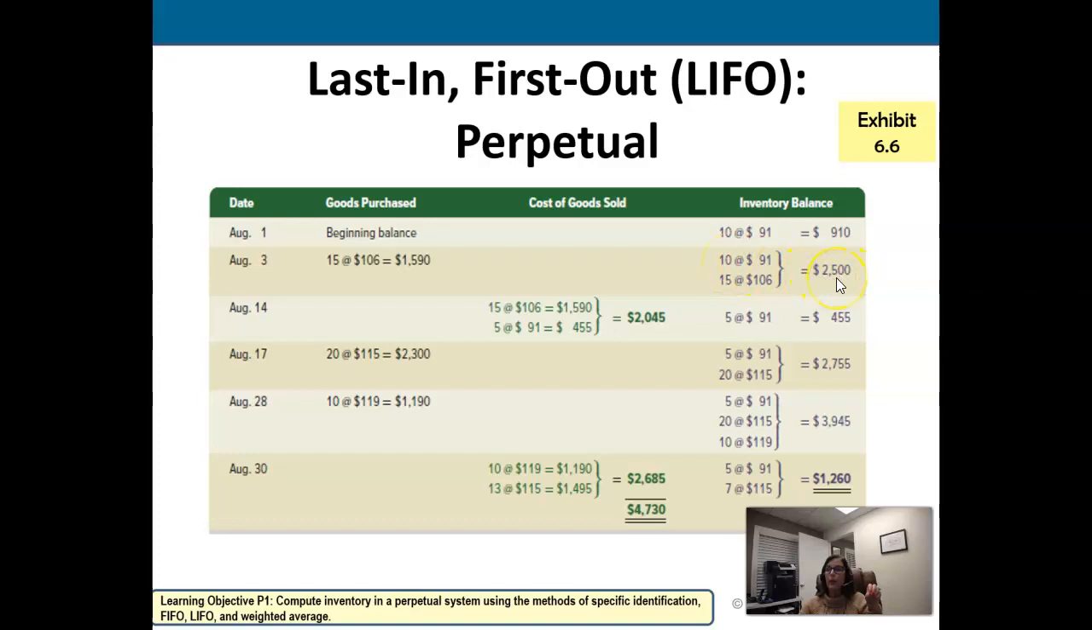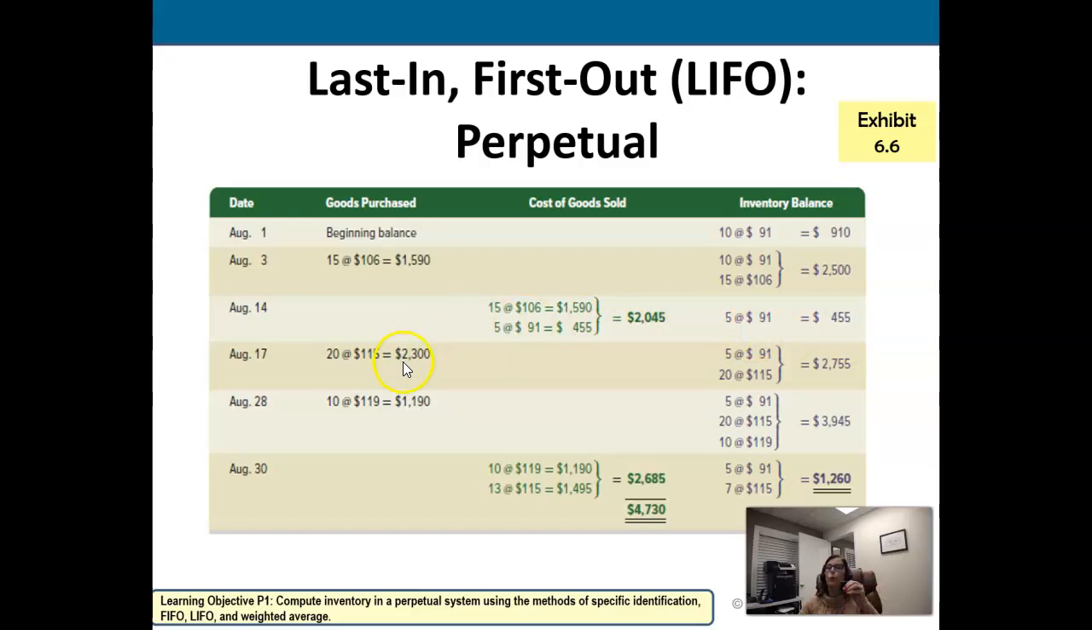And we'll end up with an inventory balance after those 2 sales. We've got 5 items left from that beginning inventory of $455. Our cost of goods sold is $2,045.